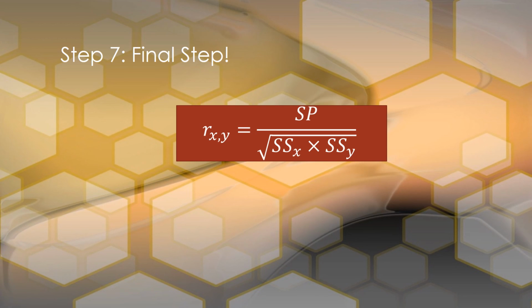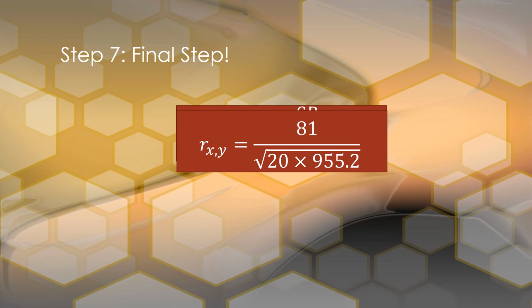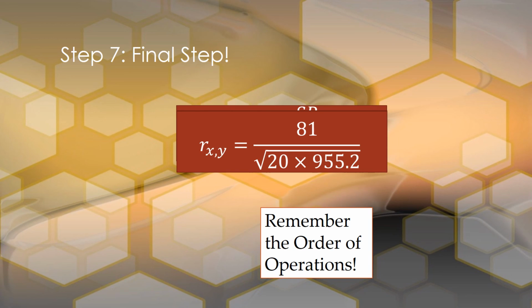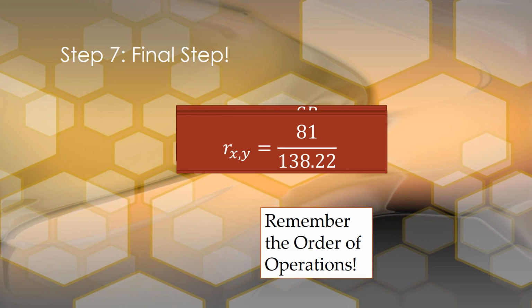Then finally, you want to use the formula. So we have the sum of products and the sum of squares for x and y, or for height and weight, and we're going to fill it in. So we have 81 divided by the square root of 20 times 955.2. And you want to remember your order of operations. So we're going to multiply first. And that gives us 19,104 at the bottom, and then we're going to take the square root of that. And that gives us 138.22 at the bottom.